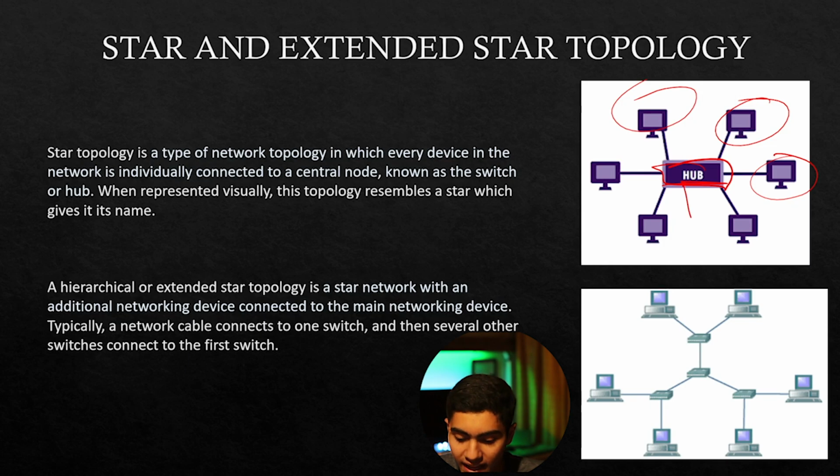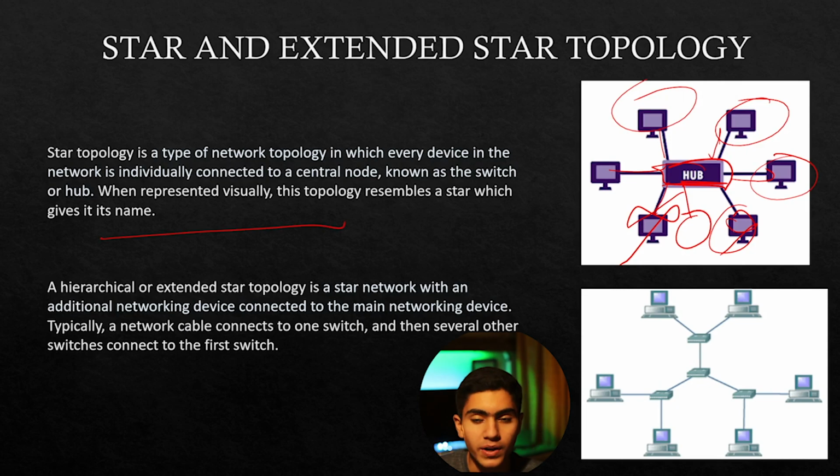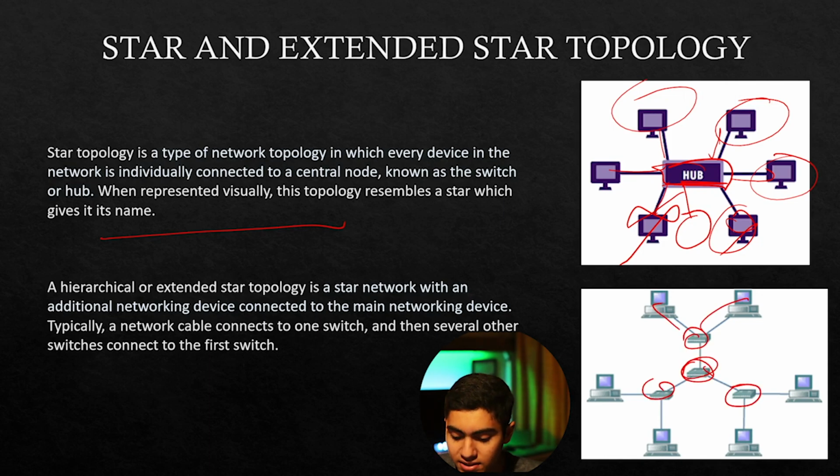You can add and remove devices very easily. If one device fails, it will not affect anything. It has different cables for every device. So this is how it works. These are the definitions, if you want to read them. Extended star is basically a more efficient version of a star topology. It has one in between and a few more at the end, and then the machines extend from those. It is basically the extended version of this.